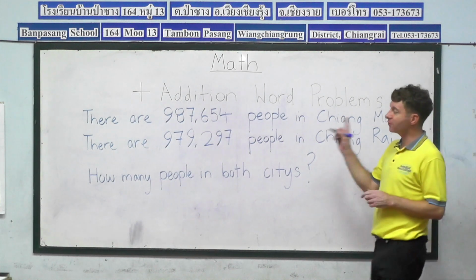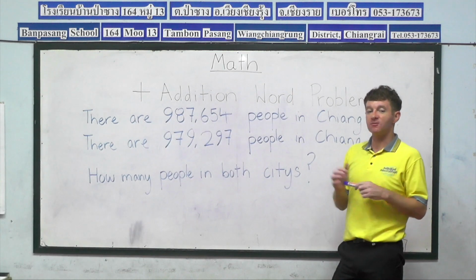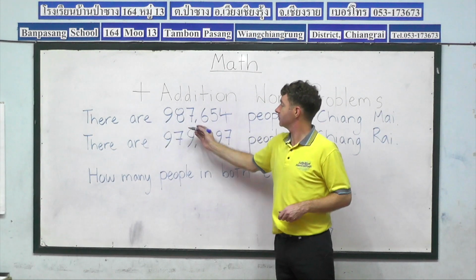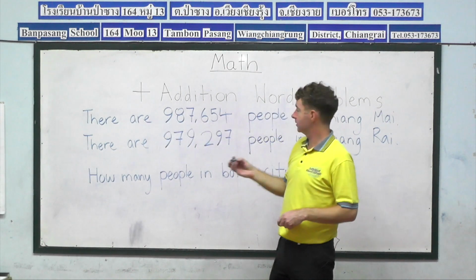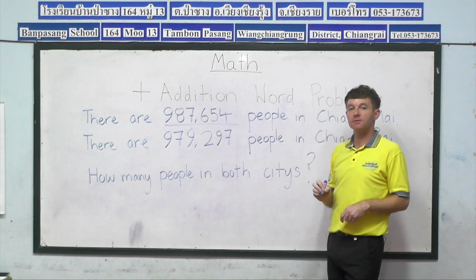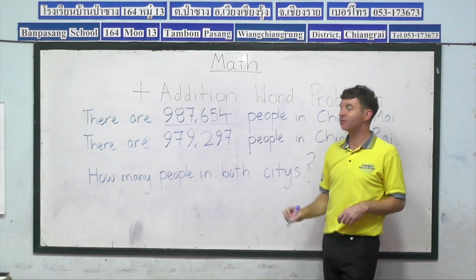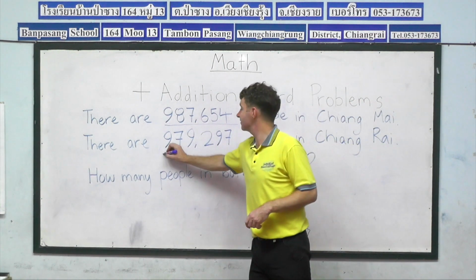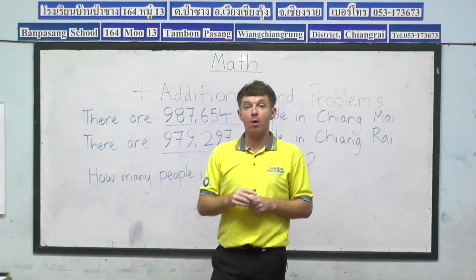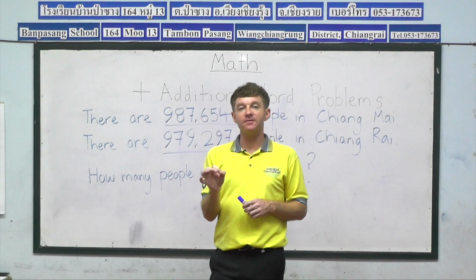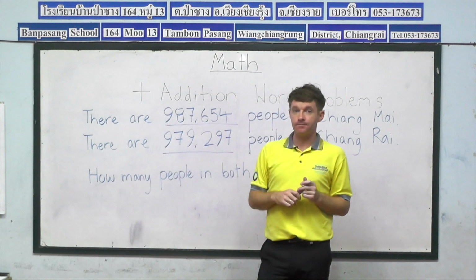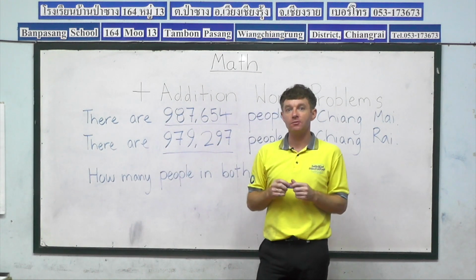So guys, what are our 2 numbers that we need for our addition word problem? First of all, we have 987,654. And our second number, 979,297. So again, the first thing to do with an addition word problem, read it, understand it, and identify the numbers to add together. We now have them, so now it's time for our next student to come forward.